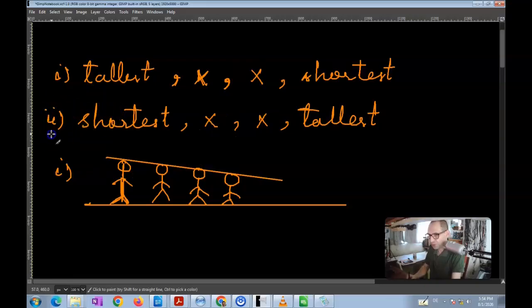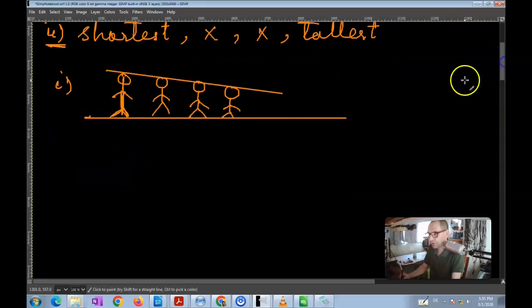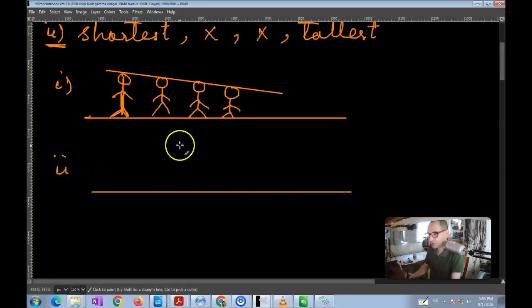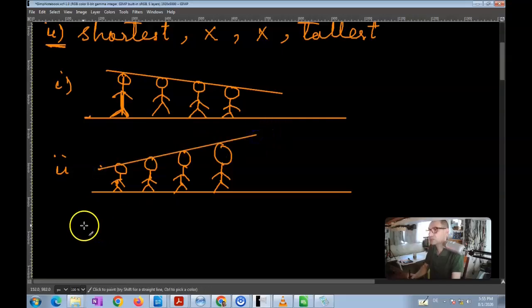If I were to do it based on the second scheme, I could say that, okay, this is the ground, and then you start from the shortest child, and then the taller one, and then the taller one, and then the tallest one. So now we have this slanting line in this order, meaning that in the first scheme, I'm starting from the tallest child, and I'm ending up with the shortest child, right? In the second scheme, I'm starting from the shortest child, and I'm ending the line with the tallest child, right?